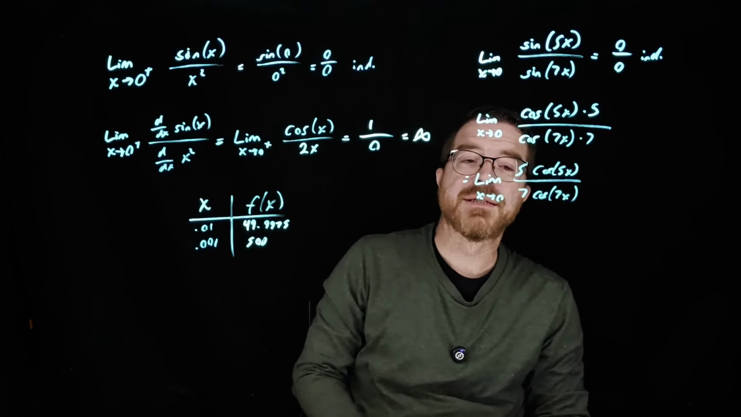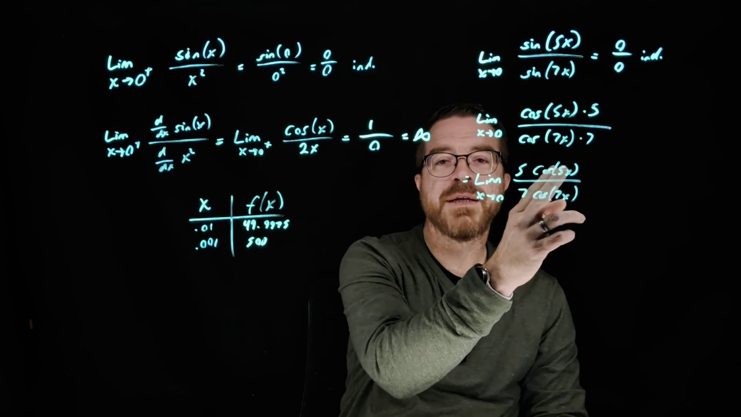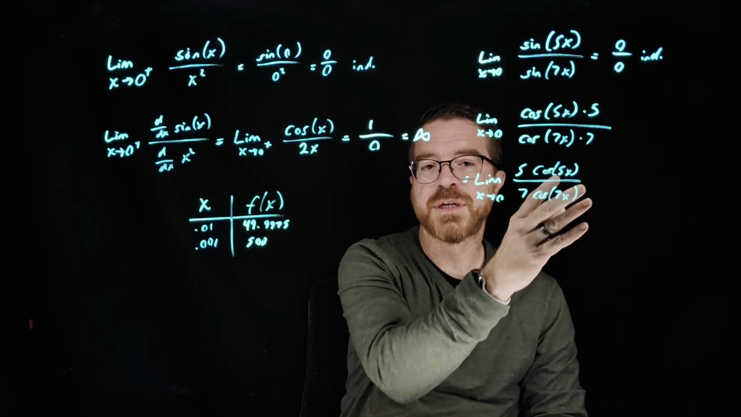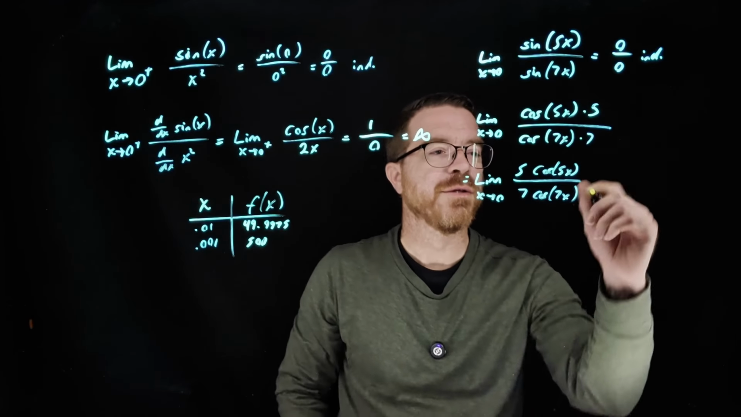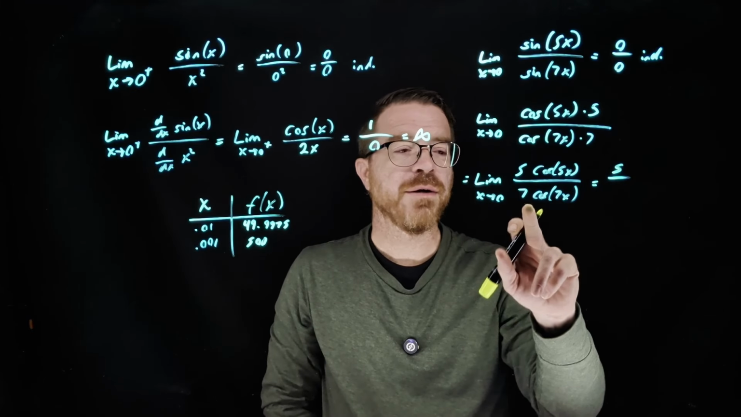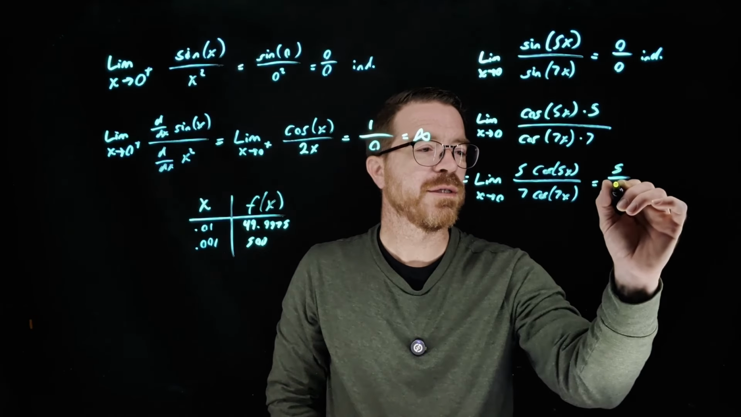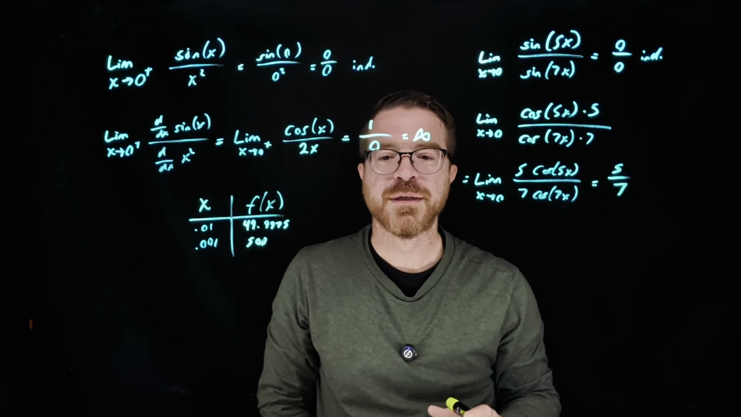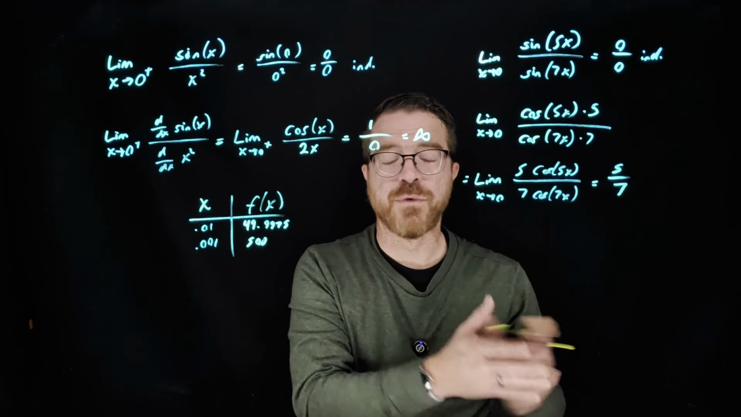Now, if I were to evaluate this limit, what happens? Well, cosine of 5 times 0, so cosine of 0 is equal to 1. So this top is going to be equal to 5. The denominator, same thing, cosine of 0 is 1, so this is going to be 5/7. And that's the answer for this problem.